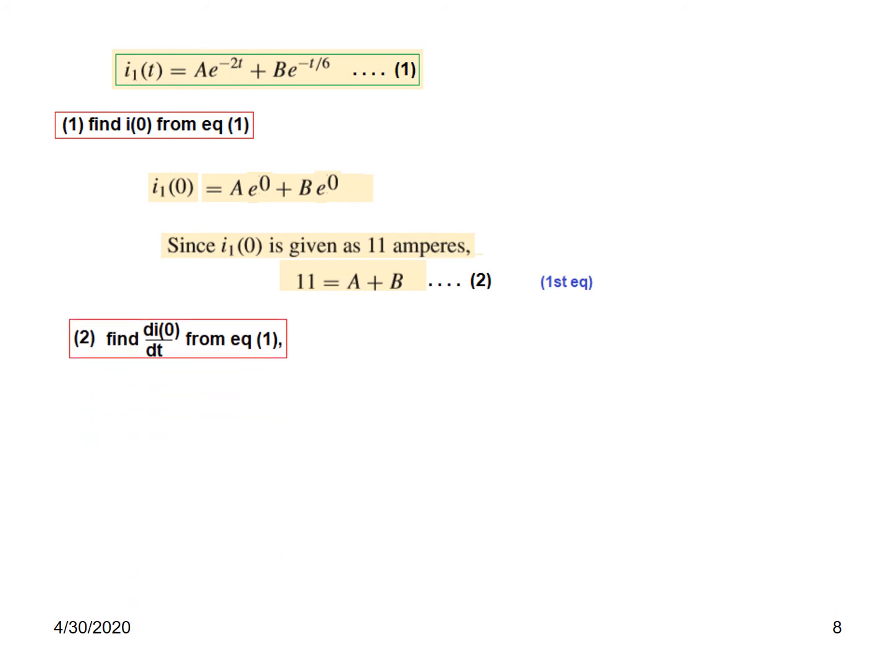Then we have to find di/dt from equation 1. So we just differentiate this. Differentiating, we get this term, minus 2A e raised to the power minus 2t from here, and from this we get minus 1 over 6 B e raised to the power minus t by 6. And here also we now put t equal to 0. So this is our equation number 3 that we get. So we have found di/dt at 0 from equation 1.